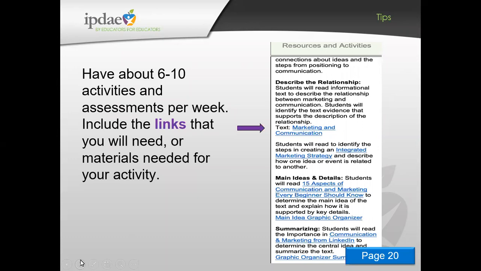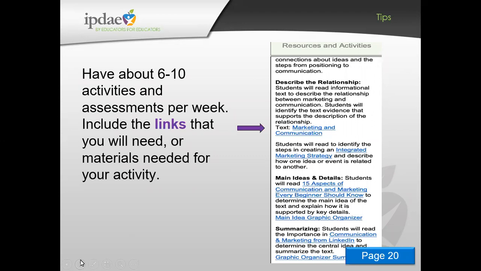Also for your assessments, there should be at least, again, 8 to 10 assessments that you can choose from. You don't want to just have one assessment and that's the end-all be-all. Students can show that they learned their work in a variety of ways.